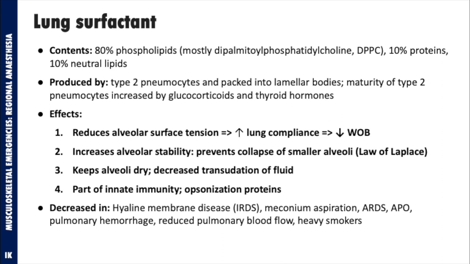It keeps the alveoli dry, as it reduces transudation. It acts as a layer on the alveolar epithelium, preventing fluid from the capillaries entering the alveoli. It's also part of innate immunity. It has all these proteins which opsonize bacteria. So when is surfactant reduced? In hyaline membrane disease, what we used to call IRDS, recurrent aspiration, heavy smokers, reduced pulmonary blood flow, and so on. All this will reduce surfactant or cause surfactant deficiency.